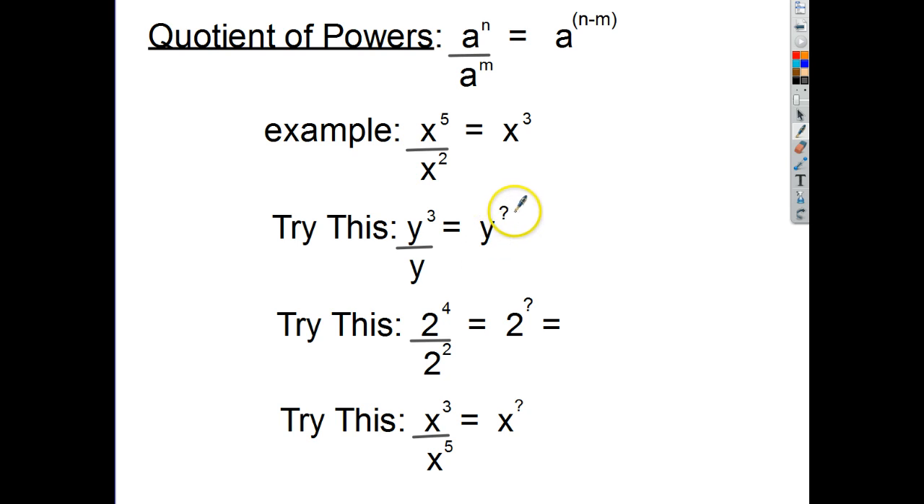Okay, so let's try a couple. And putting in the 1 here that we know exists, this is going to be y to the, I'll change that question mark to the 2nd power. That'll work. Now here, try this one.